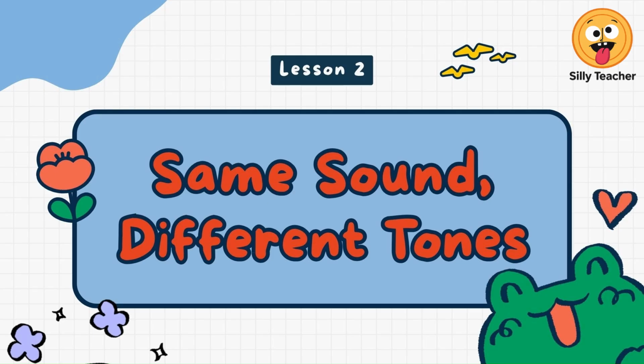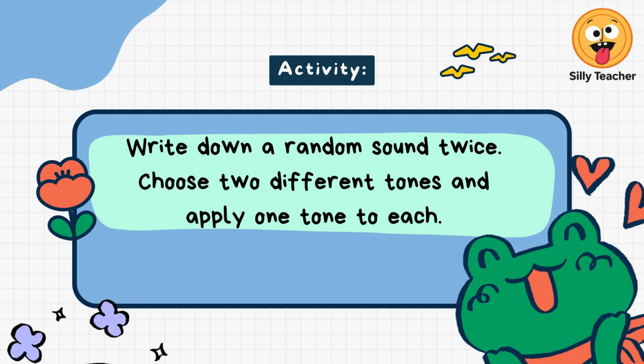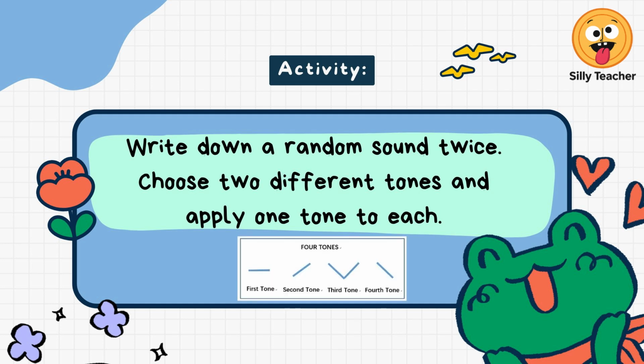Same sound, but different tones. So earlier we saw same sound, same tones, right? Now we are going to see same sound, different tones. Let's do the exact thing that we did earlier. Choose a random sound, okay, and add two different tones.